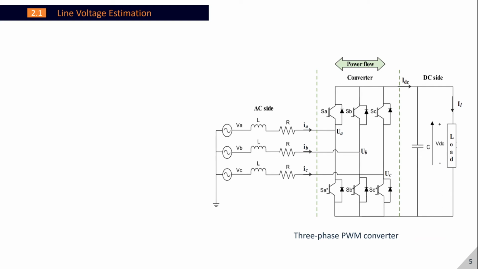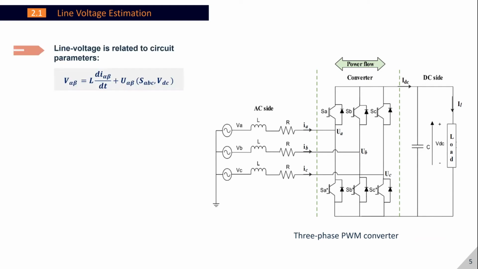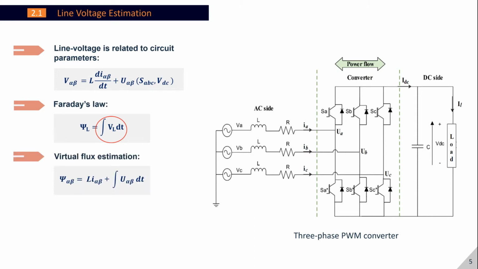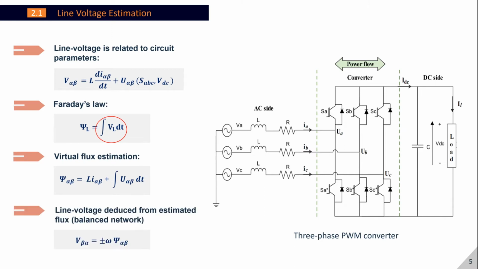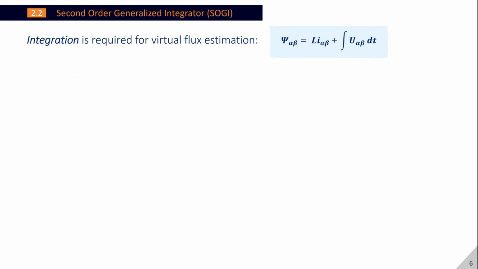If we look at the structure of a PWM rectifier, we can see that the line voltages are related to other parameters that are known to us. We have sensors for the line current and the DC voltage, and we're already familiar with the operating switching state. But the expression has a derivative in it. So, when we want to get rid of the derivative, we resort to integration. But, by Faraday's law, we know that the integral of the line voltage gives us flux. The flux doesn't really exist, and so what we will be estimating is called virtual flux. Now, luckily, if we assume that our network is balanced, we can deduce the line voltages directly from the estimated flux. The flux expression has a pure integration in it.